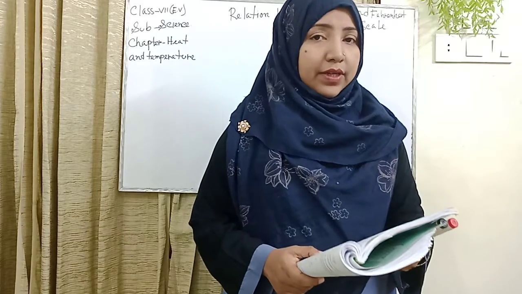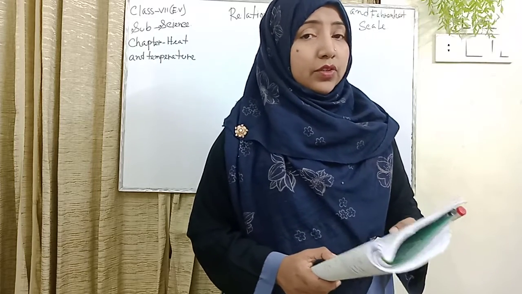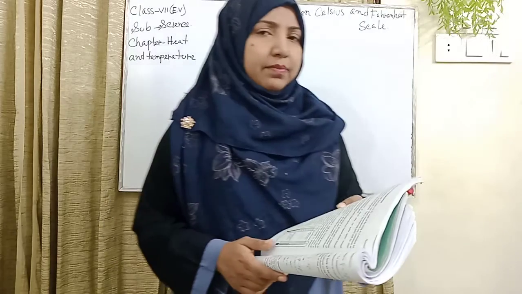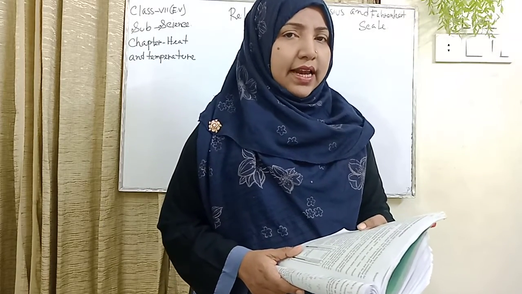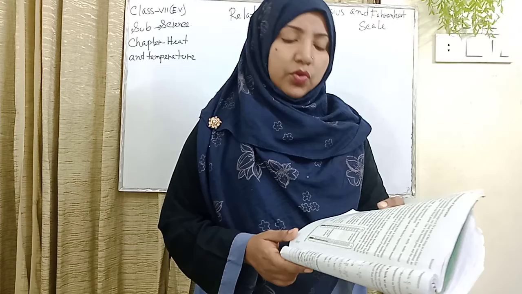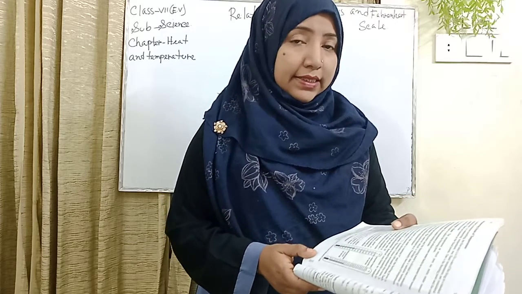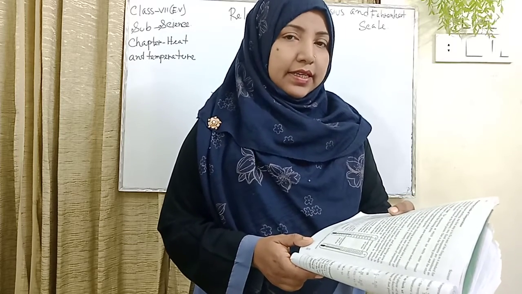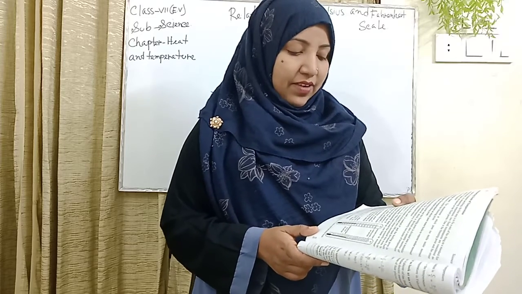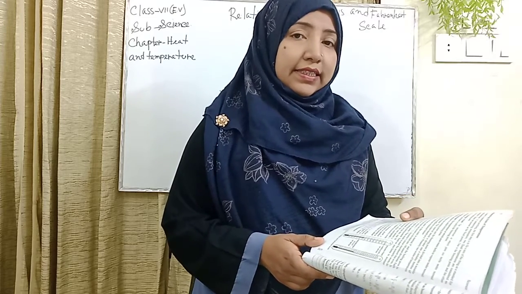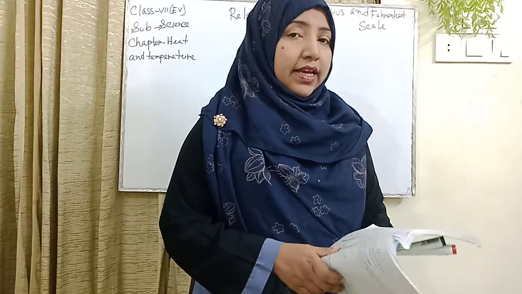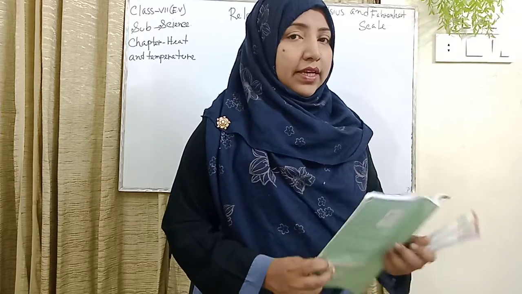Please everyone see the book, page number 102. Here are the Celsius and the Fahrenheit scales. Basically, they are two scales and there is a relation between them. If you know the temperature in the Celsius scale, it can easily be transformed into the Fahrenheit scale, and vice versa. For this you have to know an equation. Here I will give you the equation.